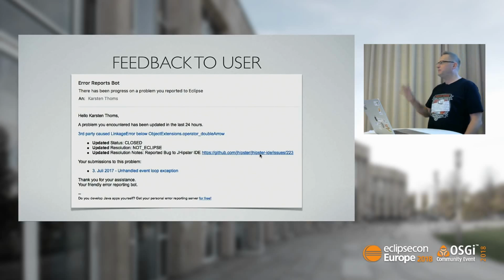I found that out, and then I went to the GitHub project of JHipster and reported that. And in the error reporting system, I said, okay, this here is actually a problem in JHipster. We can close that. And the user, in this case me, got an email. Hey, your problem has been reported. That's not Eclipse, and go there and you can see what happens with the problem. Or in the other case, that someone assigns a problem or actually resolves the problem. Then you always get an email.